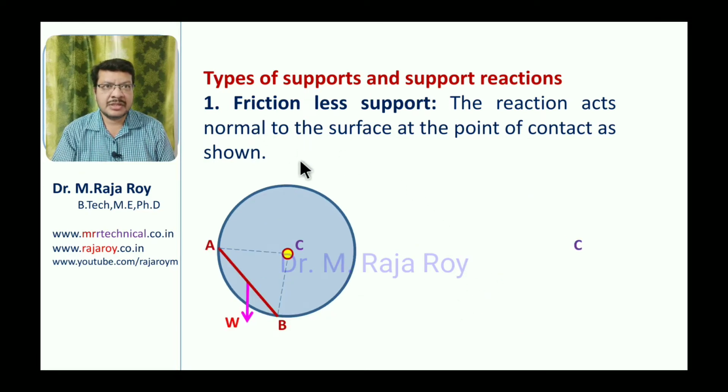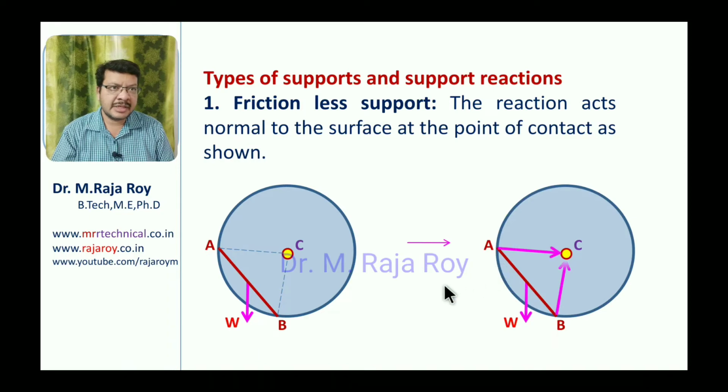Next, this is another type of frictionless support. This bar is resting inside this cylinder. In this case, the weight of this bar is W. This bar is in contact with the sphere at A and B points. So at A point, the reaction will be towards the center. Normal direction means the line joining this point to the center. Here the normal direction means the contact point B to the center. You get the reactions like this towards the center in the normal directions.